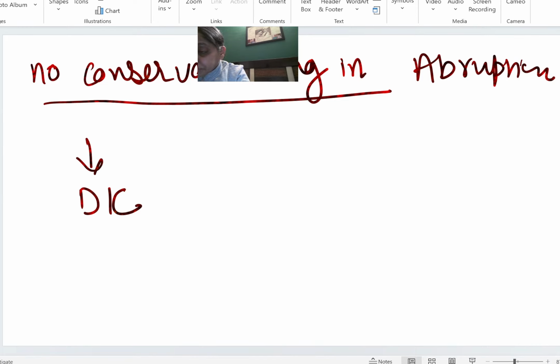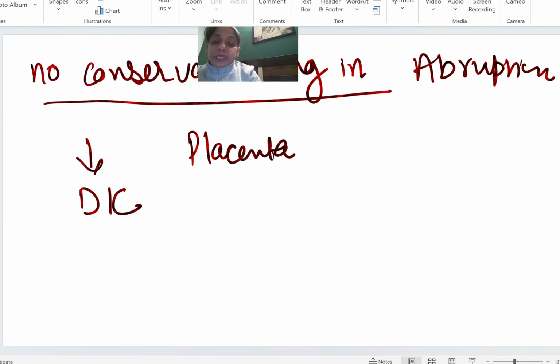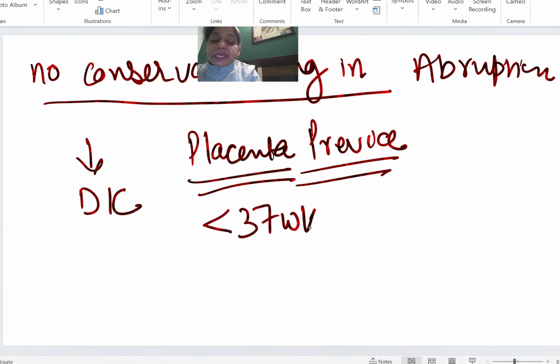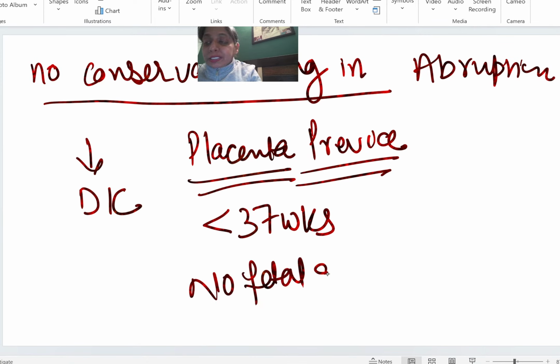Yes, very good, Dr. Isra. Right? In the placenta previa, you will be asked when to do conservative management and when to do cesarean. Conservative management is only done in the placenta previa. In the placenta previa, the conservative management is done if the period of gestation is less than 37 weeks and there is no fetal and maternal distress.